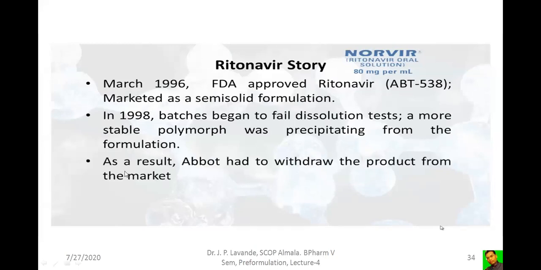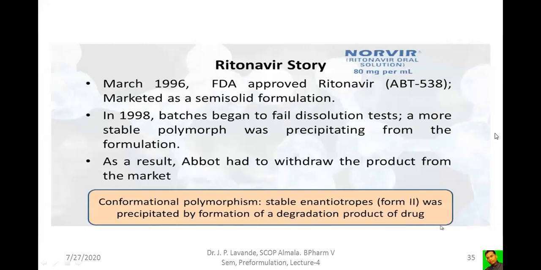So this is because of what? As a result of which Abbott had to withdraw the product from the market. So Abbott suffered a huge loss. Now this loss is because of what? It is because of conformational polymorphism. That is, the stable form 2 was precipitated by formation of a degradation product of the drug. So because of the interconversion of a product, see the significance of studying polymorphism.